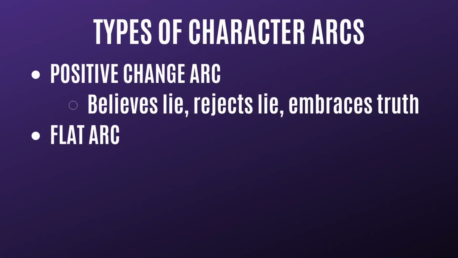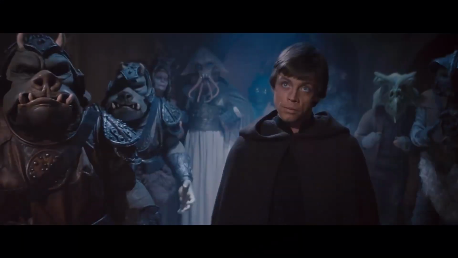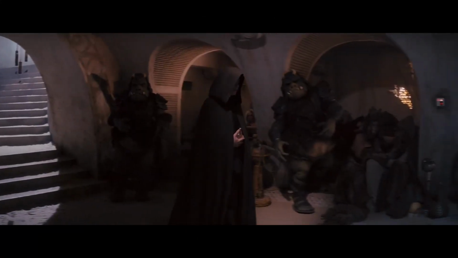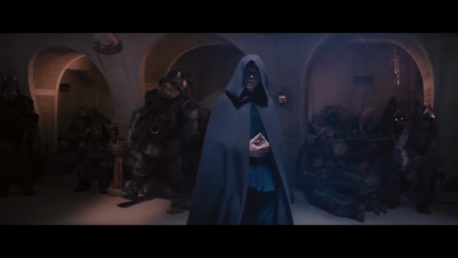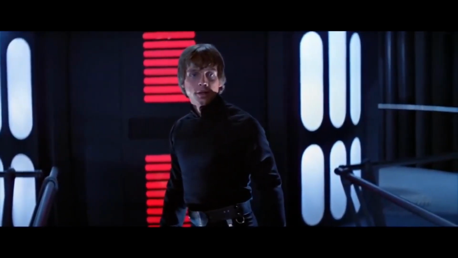This is an arc where a character believes a truth and attempts to teach that truth to the world around them. Over the course of the story, the character should be challenged and even tempted by the lie, and that's what keeps things interesting. For example, in Return of the Jedi, Luke believes that the peaceful, non-violent way of the Jedi is what will bring order to the galaxy.